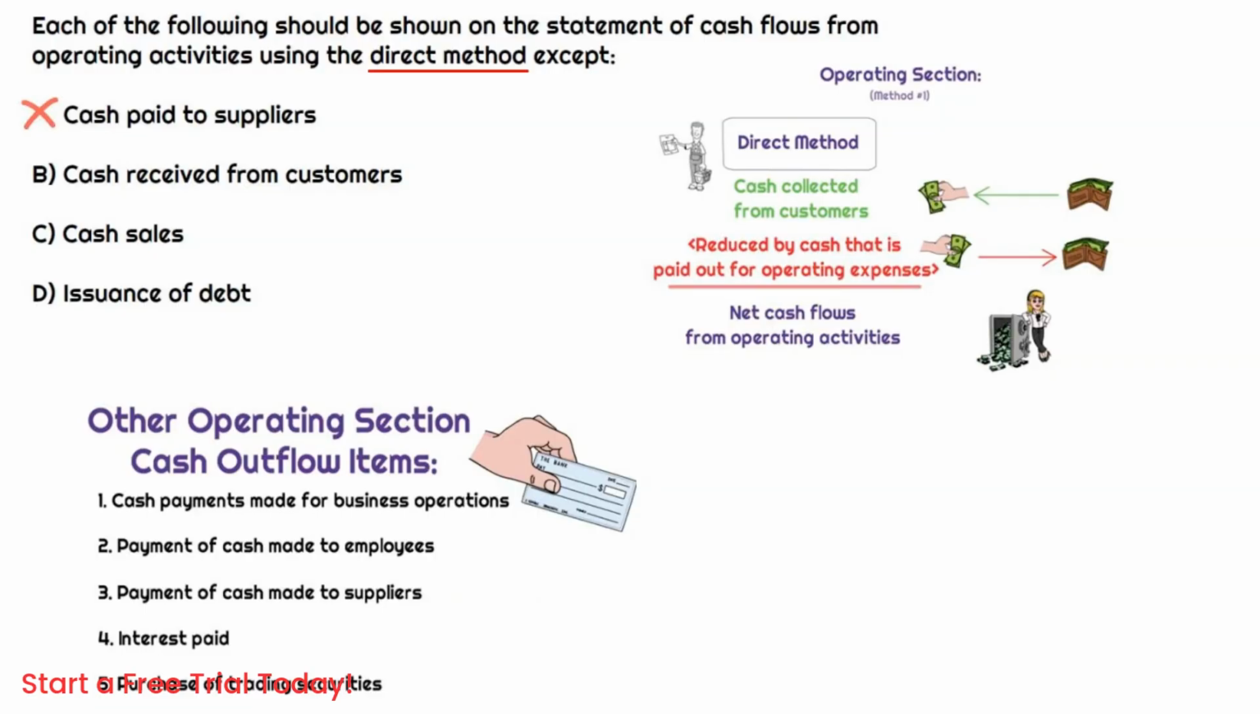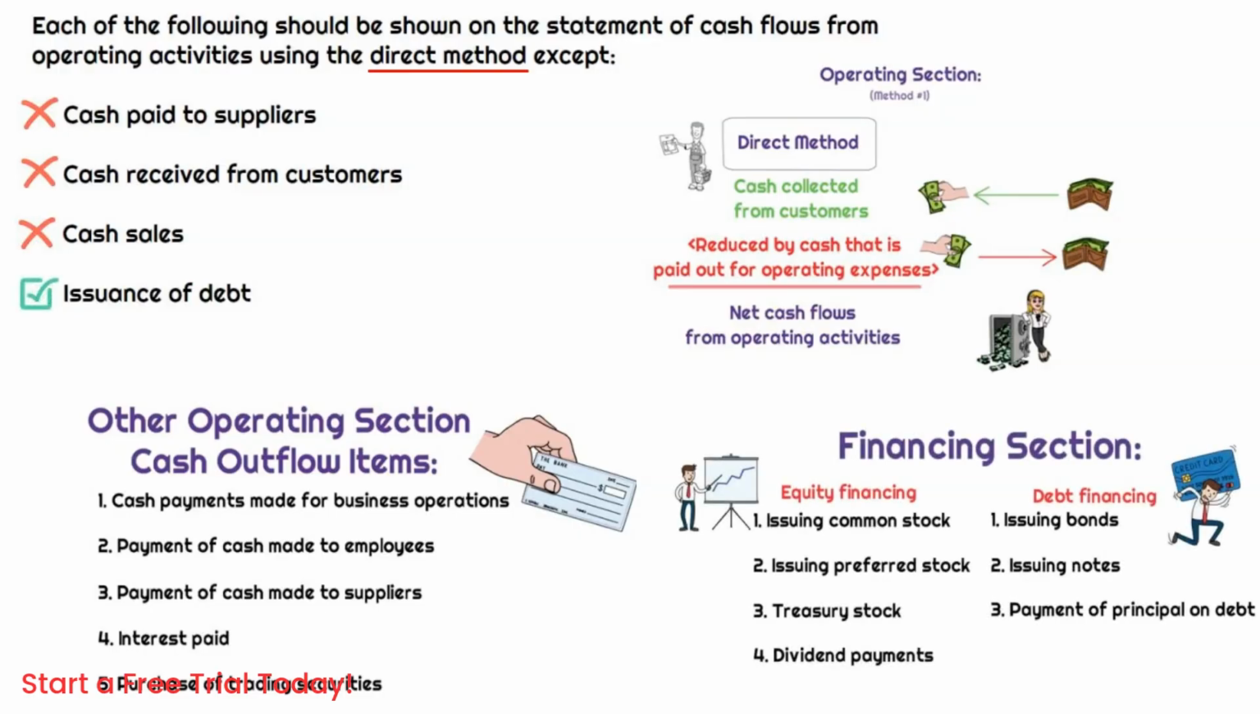How about cash received from customers? That's definitely going in the operating section. Same with cash sales. Now the only one here that is not going in the operating section under the direct method is going to be issuance of debt. That is a financing activity, and that's going to be true for either the direct method or indirect method, right? Again, that's going to the financing section.